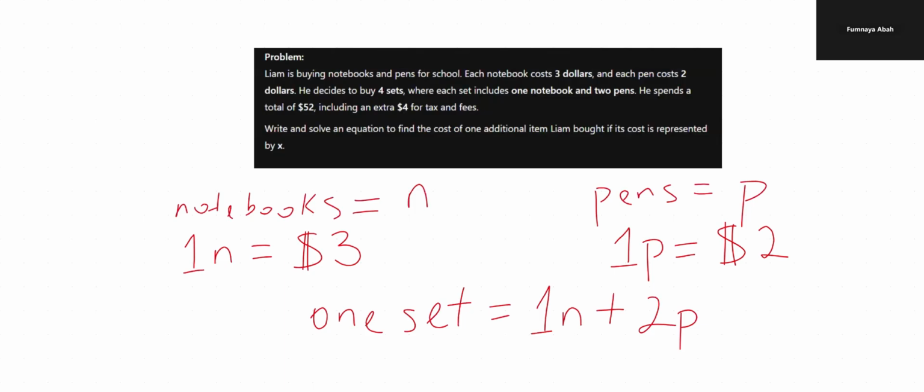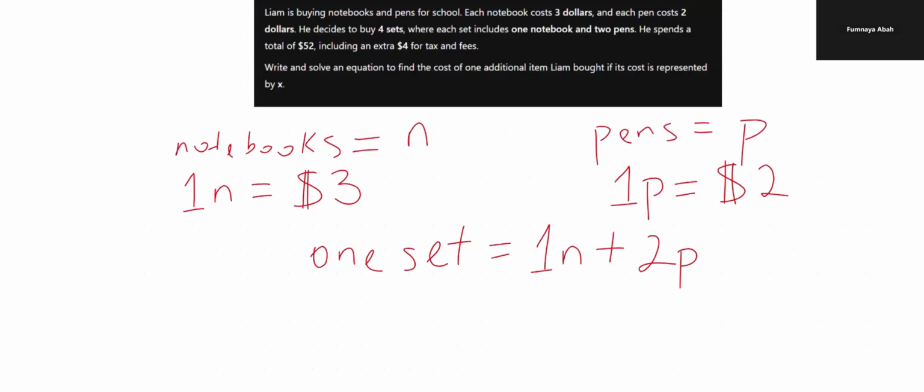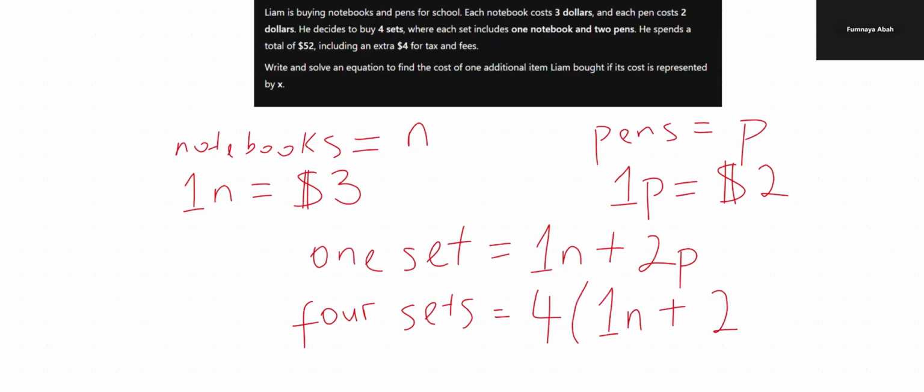But the question says that Liam buys 4 sets. So if one set is equal to one N plus 2P, we can say 4 sets is equal to 4 times what one set is. So 4, and in parentheses, we have 1N plus 2P. So this is the cost of 4 sets. So the question says that he spends a total of $52, including a $4 fee for tax.